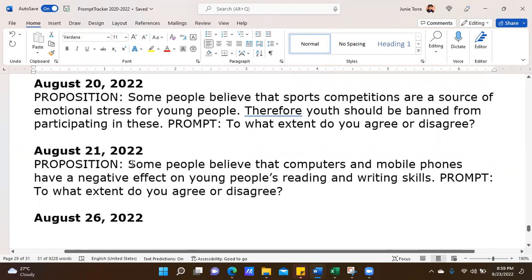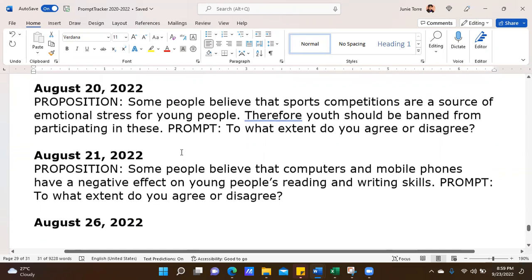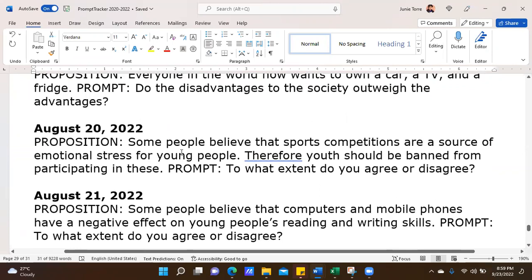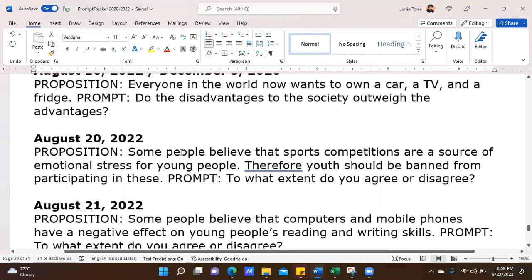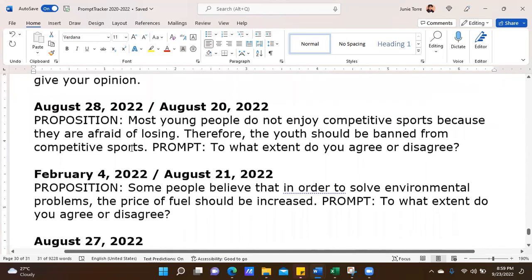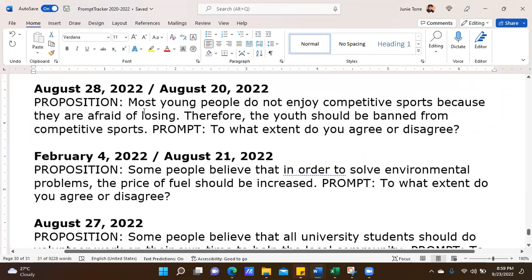Okay, so it's a mixture of the information age. Information age question. Ibang-iba na yung mundo, no, with the computer and the internet and mobile phones. Some people believe that sports are a source of stress, therefore the youth should be banned from participating in this. Parang that is so similar to the one later.